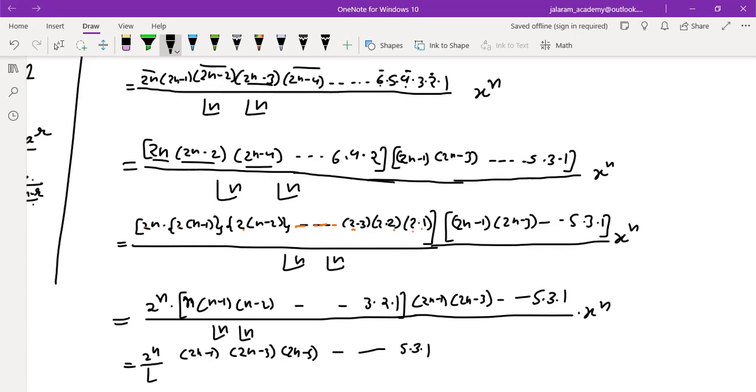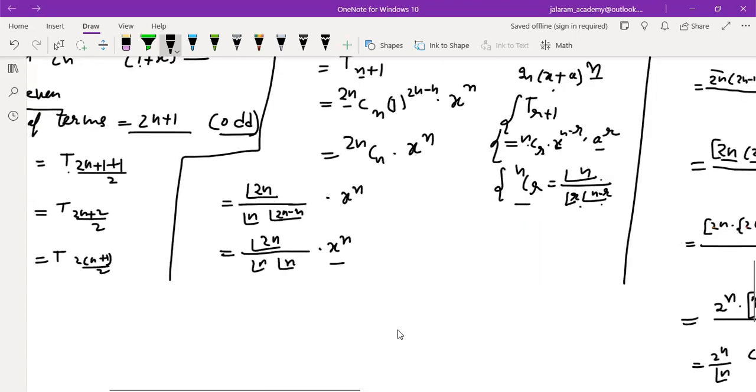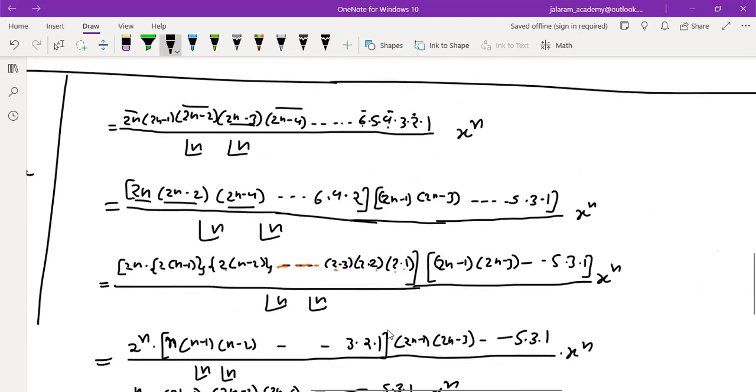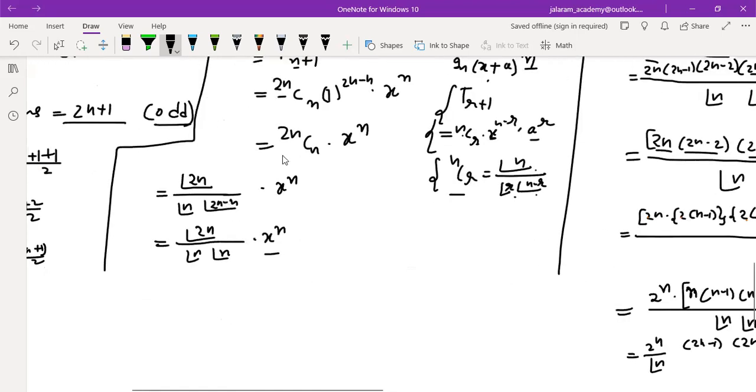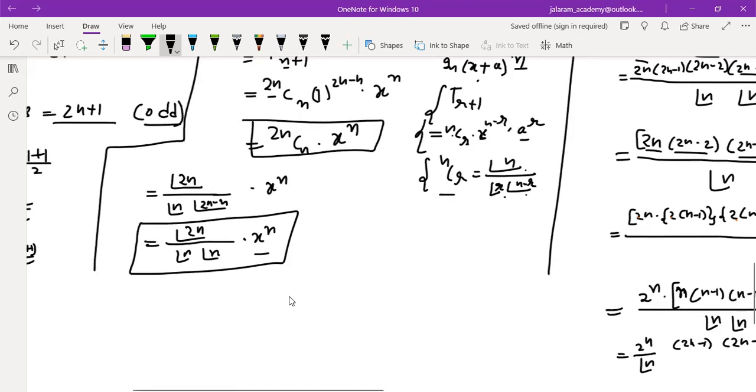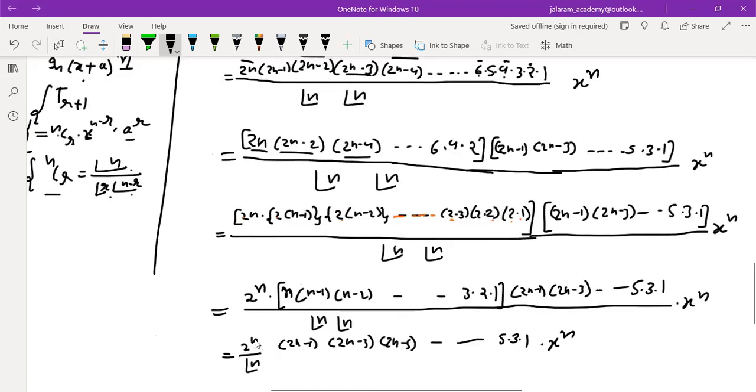Over factorial n into x to the power n. So this will be the middlemost term if we expand it till its last simplified form. Otherwise, this can also be the answer, depending on the options given to you. Last is 2 to the power n upon factorial n into (2n minus 1)(2n minus 3) ... till 5, 3, 1 into x to the power n. Is that clear?